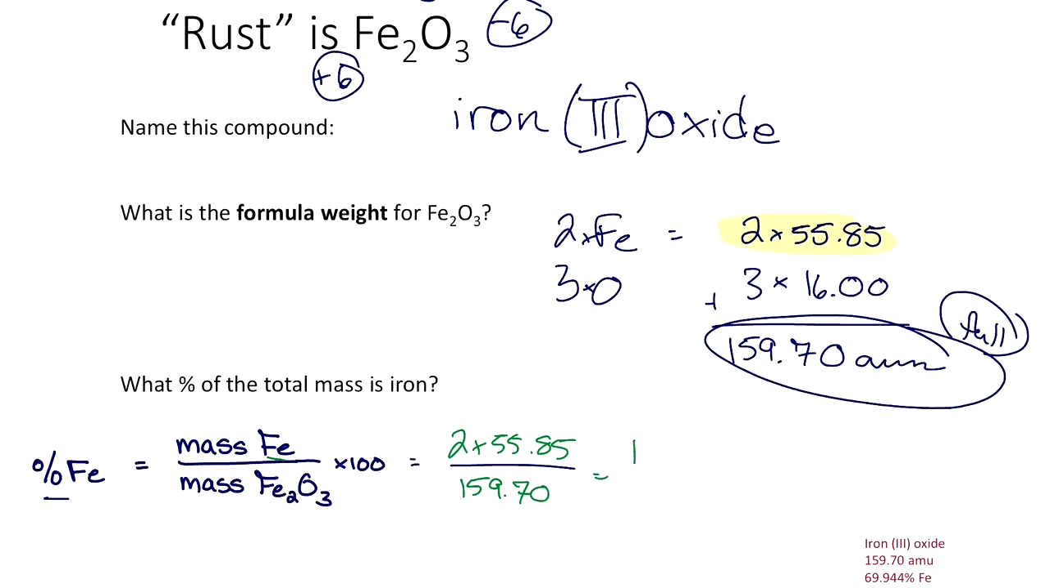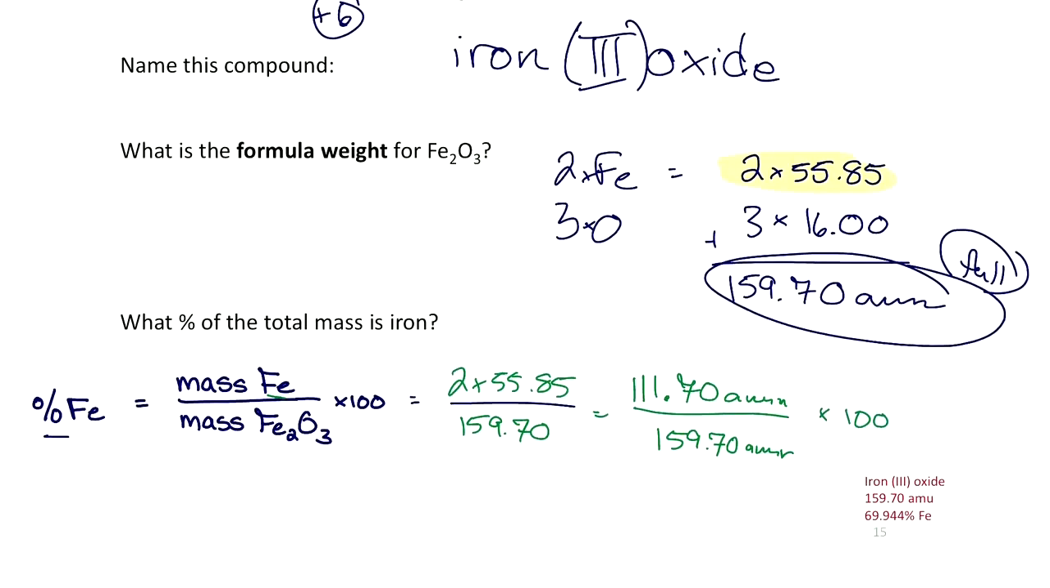So it's 111.70 AMU. That's the mass of just iron. Then 159.70 AMU times 100. And since it's division, both those numbers have 5 sig figs, so my percent iron will also have 5 sig figs. I have that in the corner right there. So 69.944% iron, 5 sig figs.